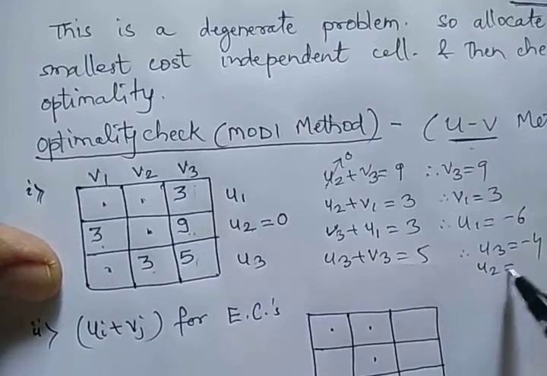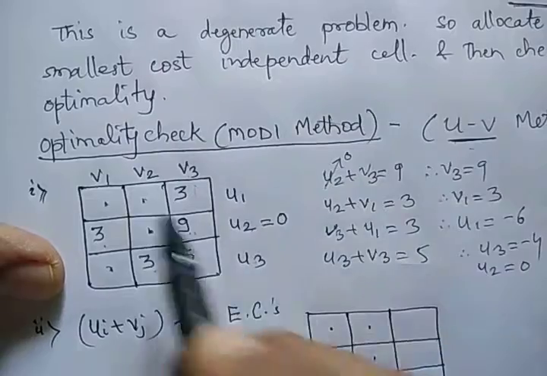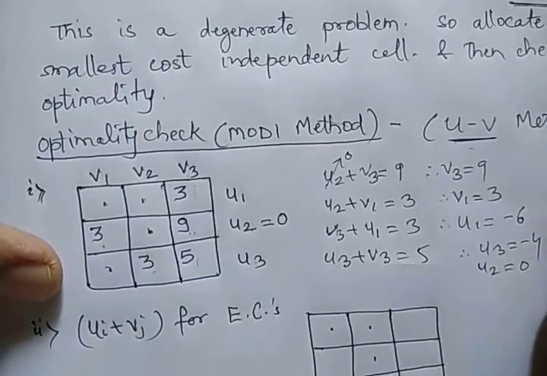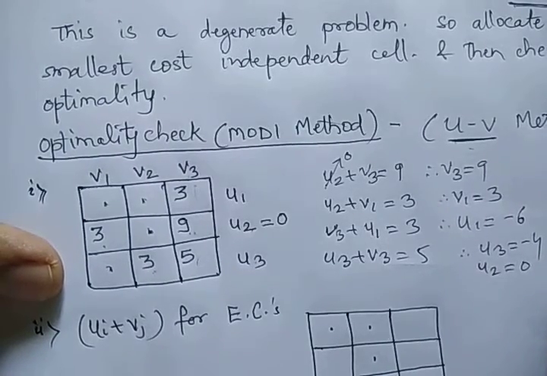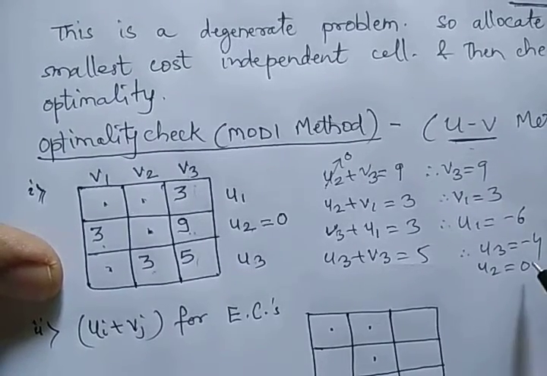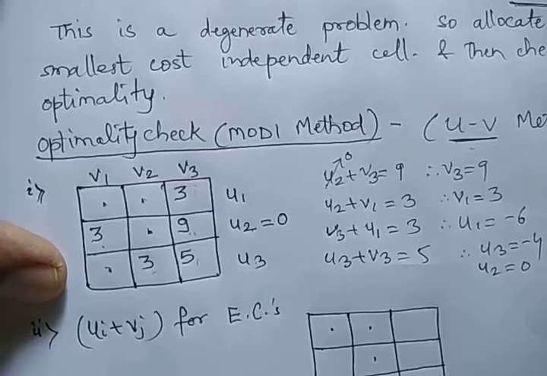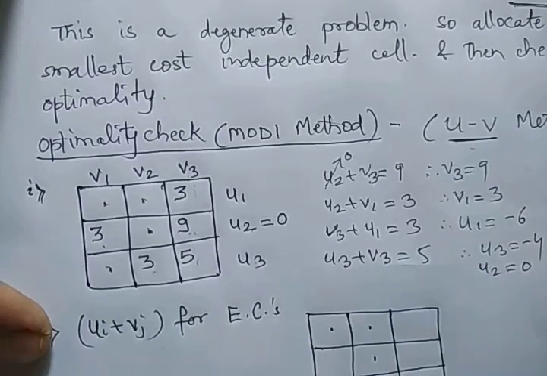U2 already we know as 0. So U1, U2, U3 we know. Now V2 is remaining. You can take this value. V2 plus U3 is equal to 3. Correct? U3 we know as minus 4. Therefore V2 is equal to 7. We have found out the values of V1, V2, V3 and U1, U2, U3 using these matrices. This is the first step in optimality method.